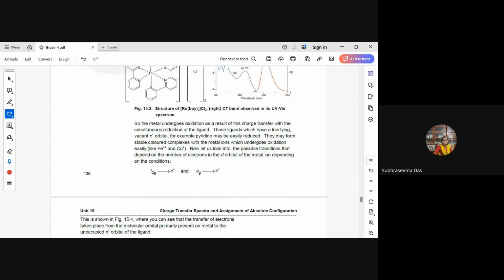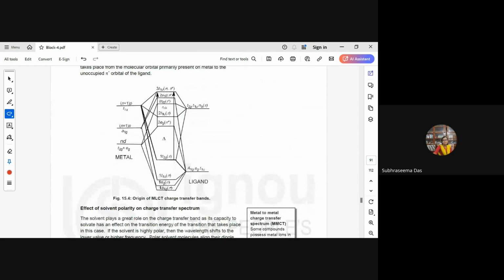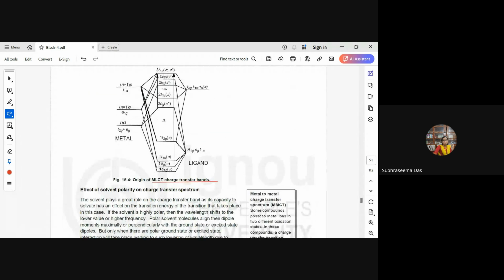Particularly here, the metal undergoes oxidation as a result of this charge transfer, with the reduction of the ligand. The ligands which have a low lying vacant pi star orbital, particularly pyridine, get reduced in this process, and as a result this type of condition occurs. Here the origin of MLCT charge transfer bands has been shown.